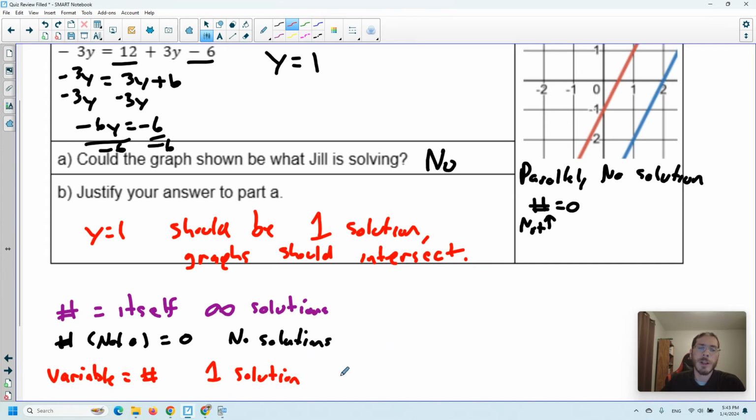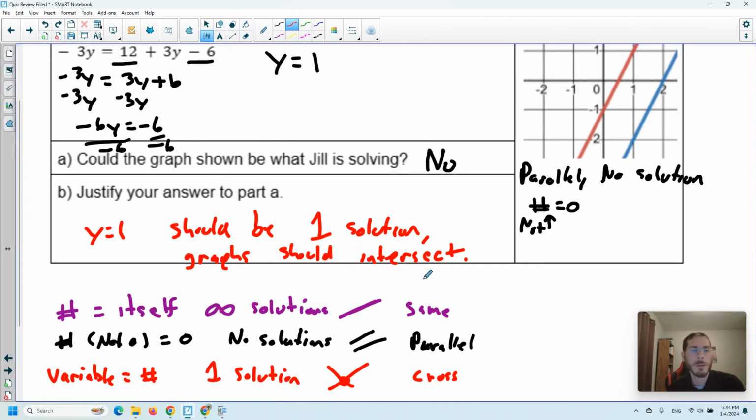And what do all these graphs look like? One solution should be an intersection. No solution should be parallel. And infinite solution should be the same line. So there might be a lot to remember here, but we did pretty good in class. I'm going to say cross instead of intersect, since I used the word intersect up there, and we talked about the word cross a lot in class. So that's what we want to recognize, is that those are the three types of graphs we can get. Those are how many solutions we get for each of the graphs.